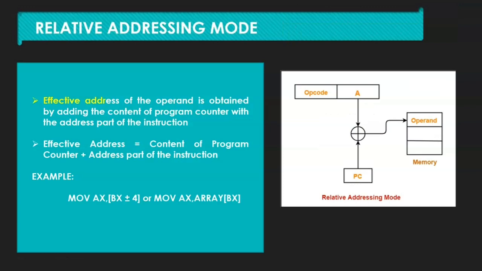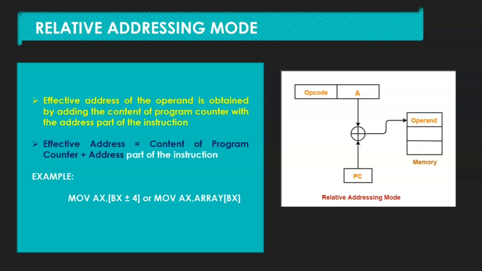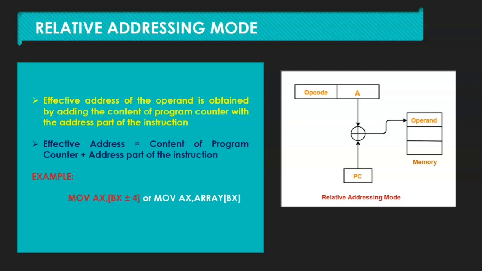In relative addressing mode, the effective address of the operand is obtained by adding the content of the program counter with the address part of the instruction. So the content of the program counter plus the address part of the instruction gives the effective address.